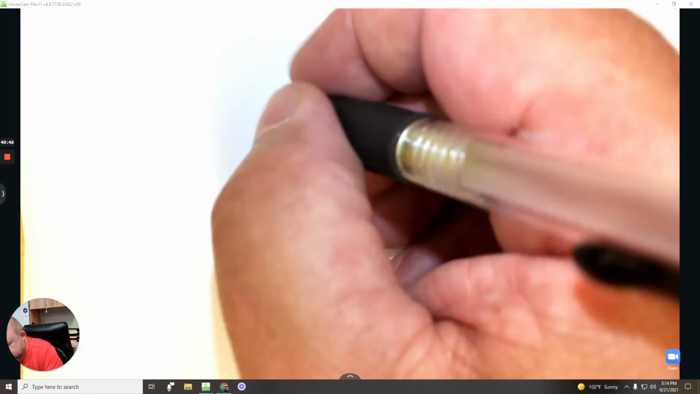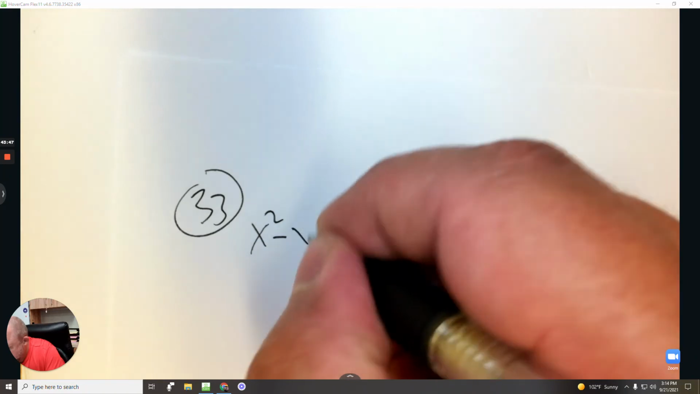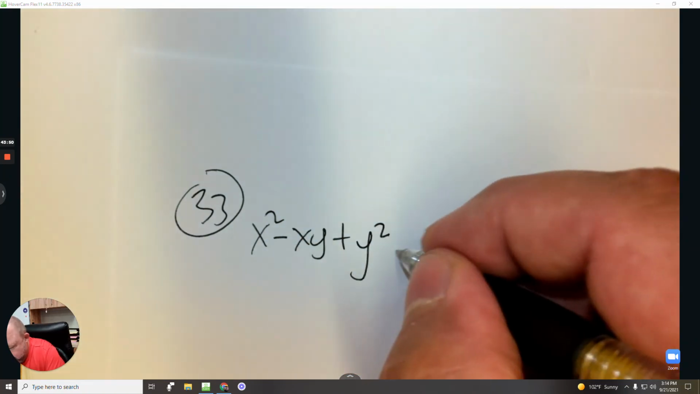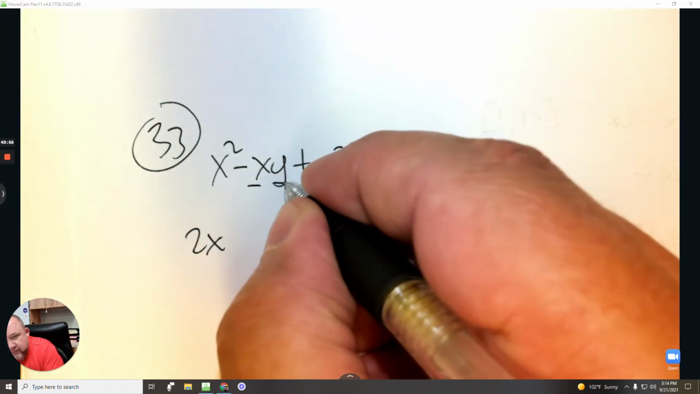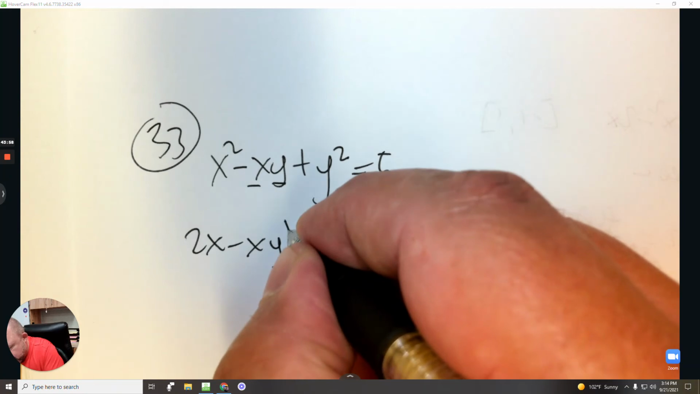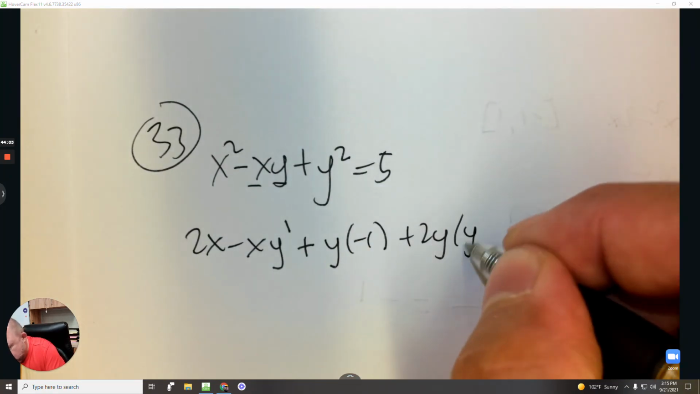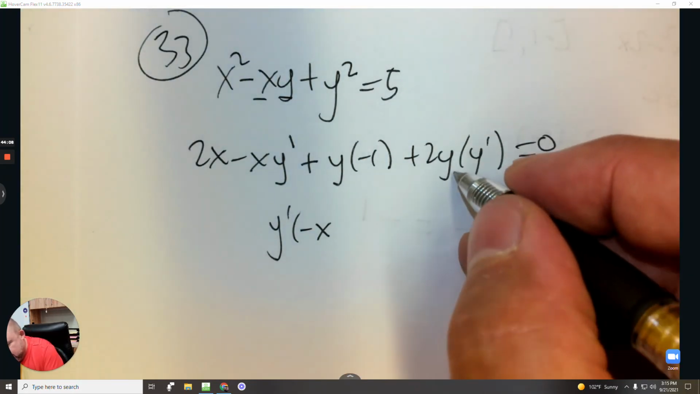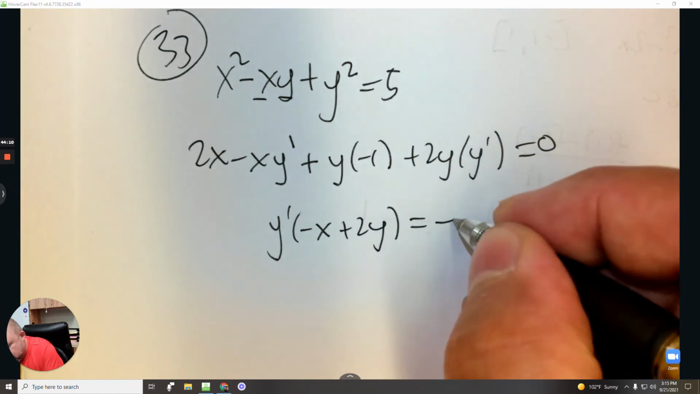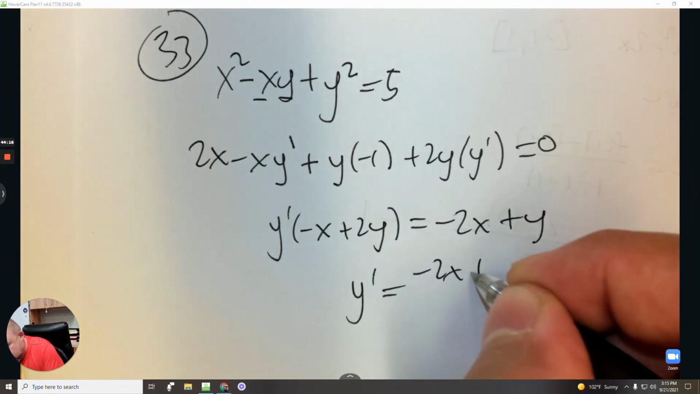All right, a few more left. 33. We're almost there. All right, take the derivative implicitly. This is the product rule. That's the first times the derivative of the second plus the second times the derivative of the first. Don't forget the hook, and that's 0. Factor out a y prime from -x and 2y. Subtract 2x and add y, and then divide. And you have your answer.